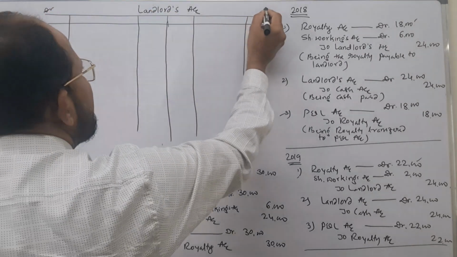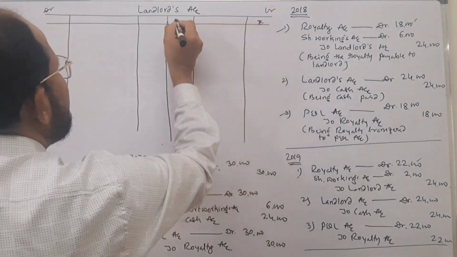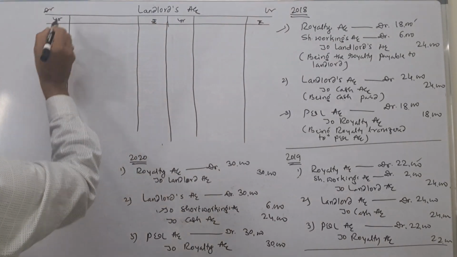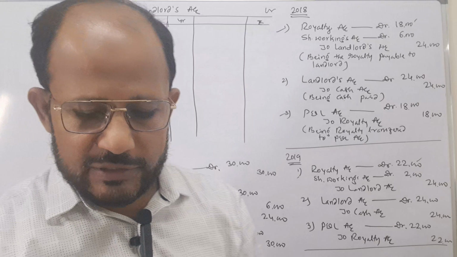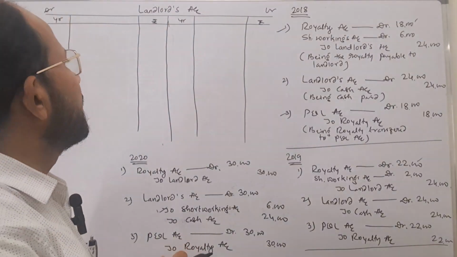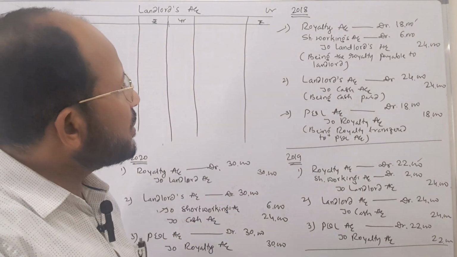Write debit, credit, and write here year, particulars, amount in rupees. Year, particulars, amount in rupees. Okay, come to the landlord's account.